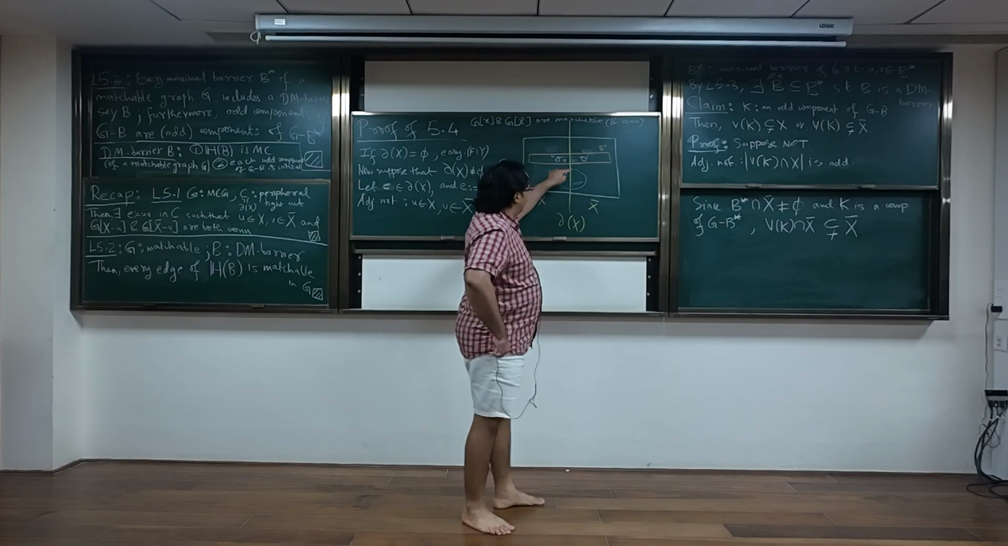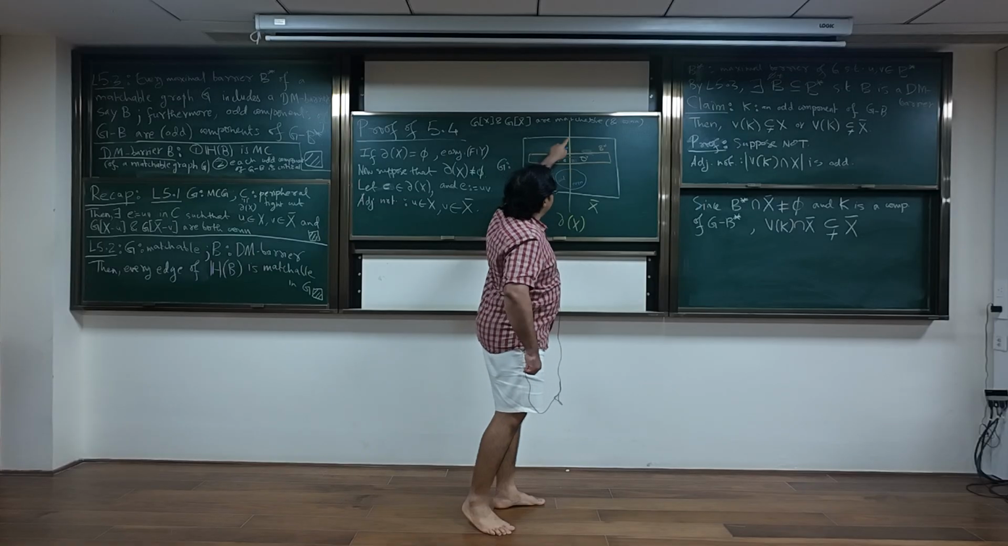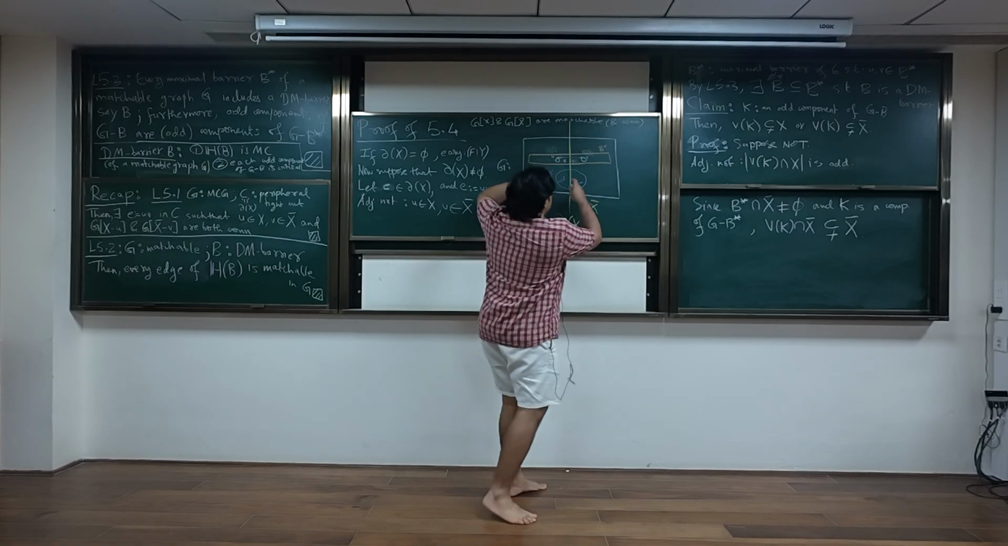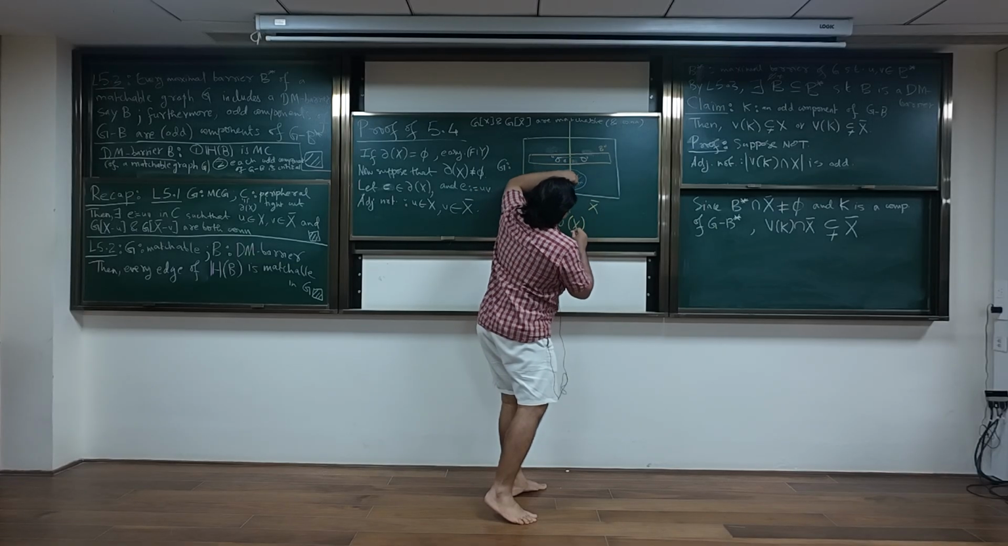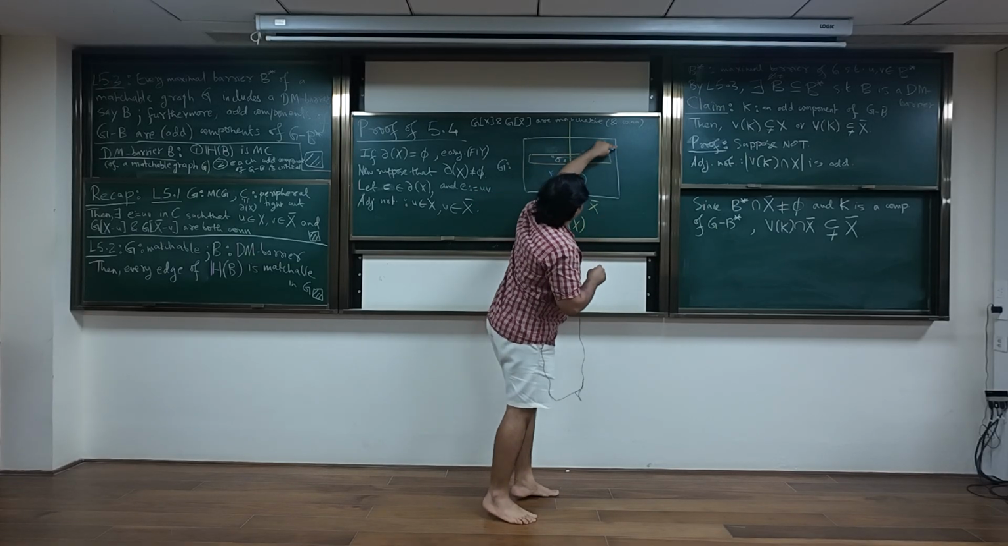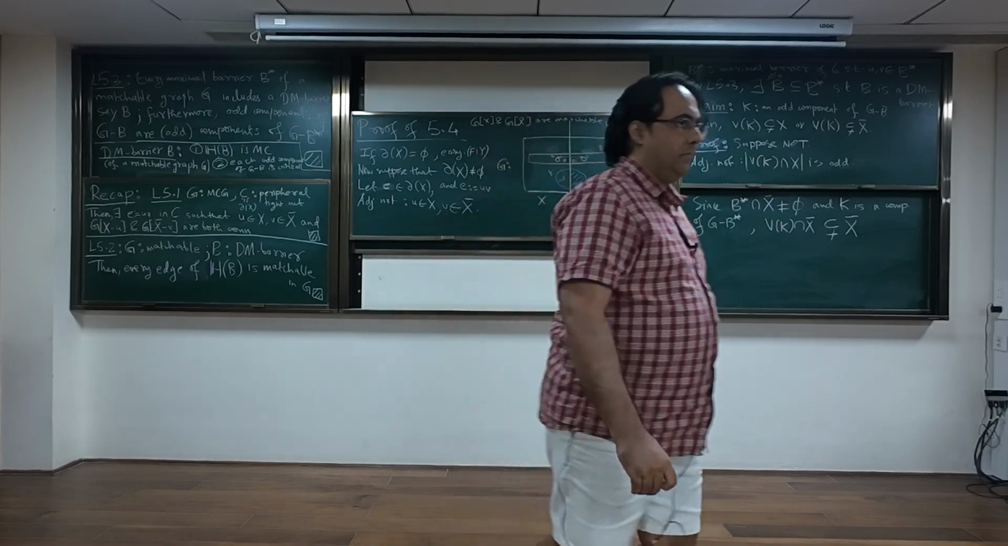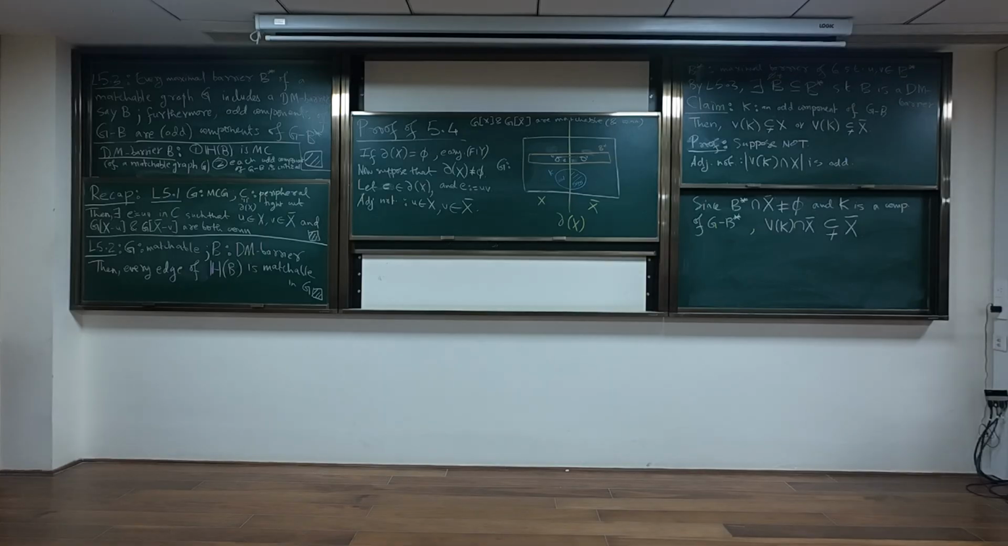So therefore, this blue part is a proper subset of this part. That is what we have concluded. This shaded area is a proper subset of this entire set. They cannot be equal sets. Okay, good. Questions?